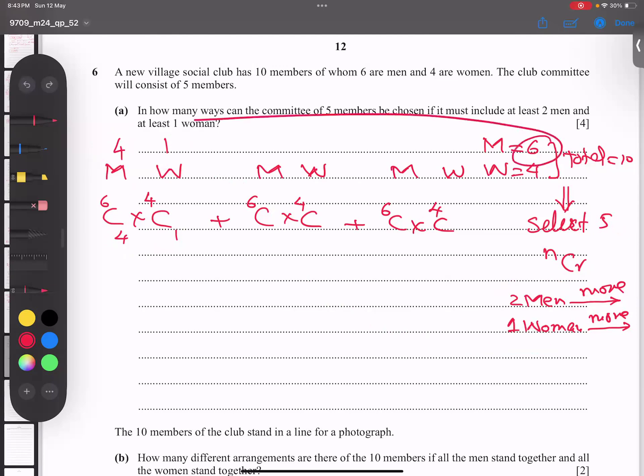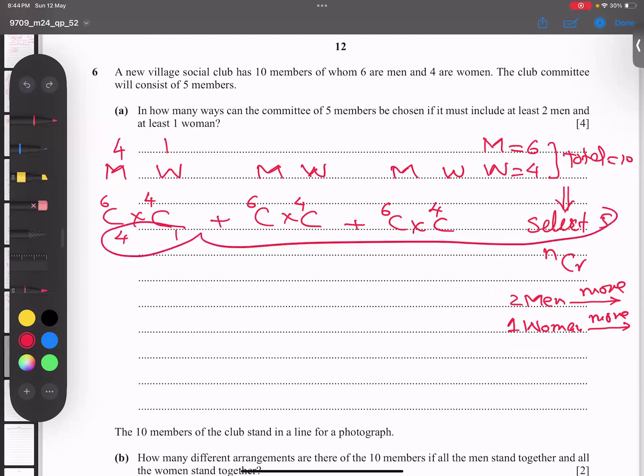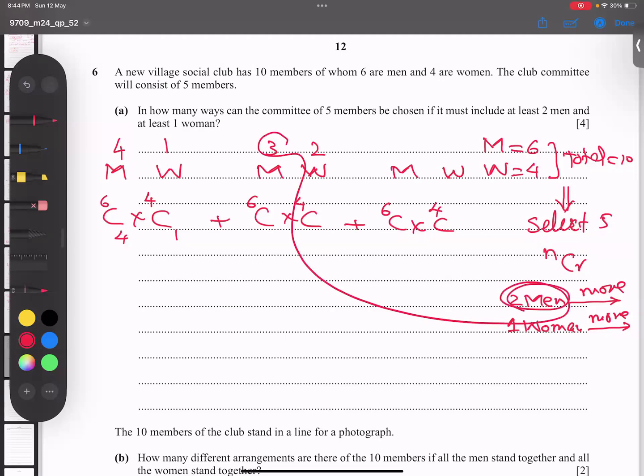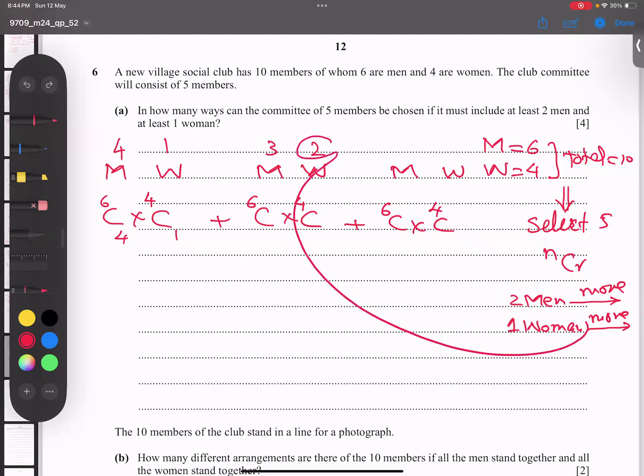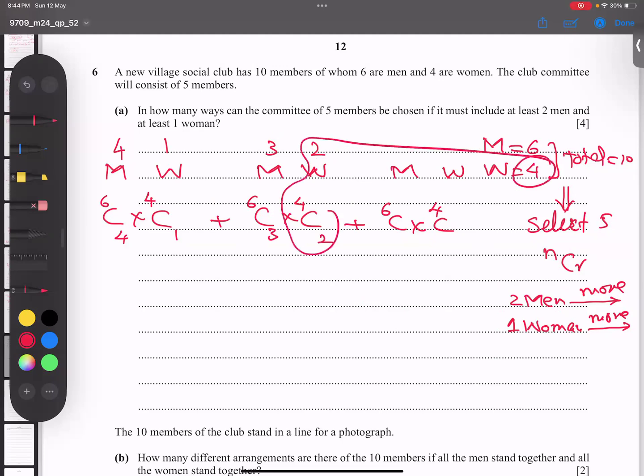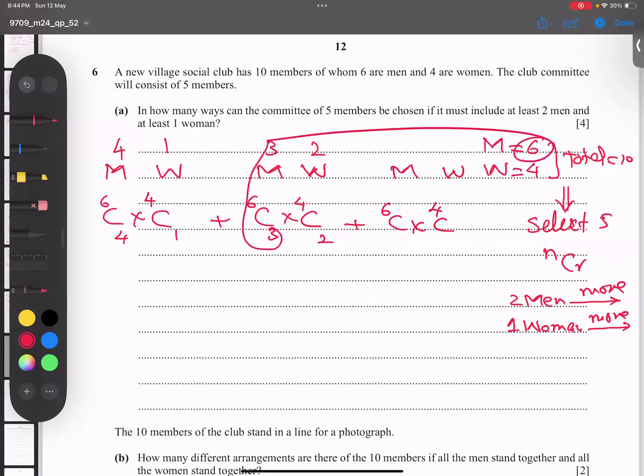So out of 6 men, I need 4. Out of 4 women, I need 1. And 4 plus 1, 5, it's following the plan. That's the second plan. If I reduce men and make it 3, and increase women, make it 2. Let's see again if this is satisfying or not. So 3 men, at least 2, that's true. And 2 women, at least 1, it is satisfying. So under this 3, I'm writing 6C3. And here from 4 women, I need 2, and from 6 men, I need 3.